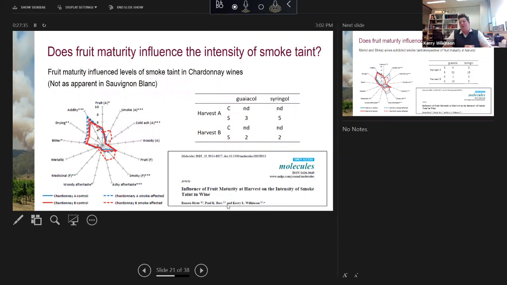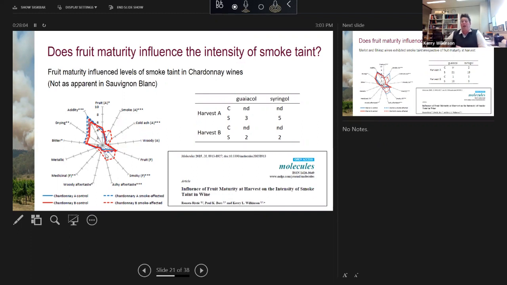And what we found with the Chardonnay wine was the smoke-affected wines had fairly similar volatile phenol profiles. So from the chemical data alone, it looked like we would assess these as having equal levels of smoke taint. But when we have a look at the sensory data, what we could see is the dotted blue line is our Chardonnay wine that corresponds to the early harvest.